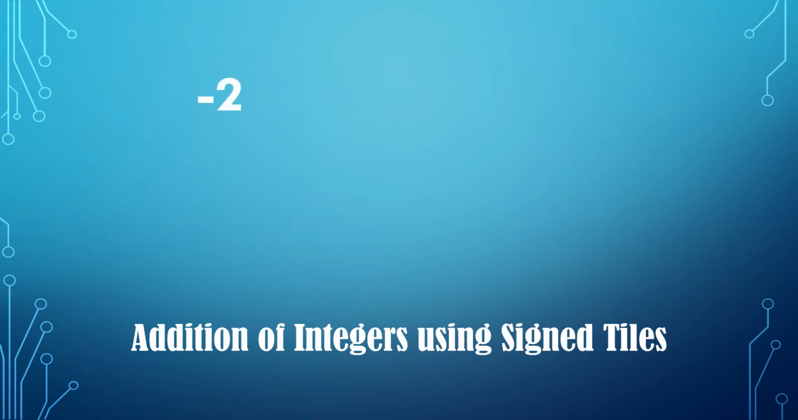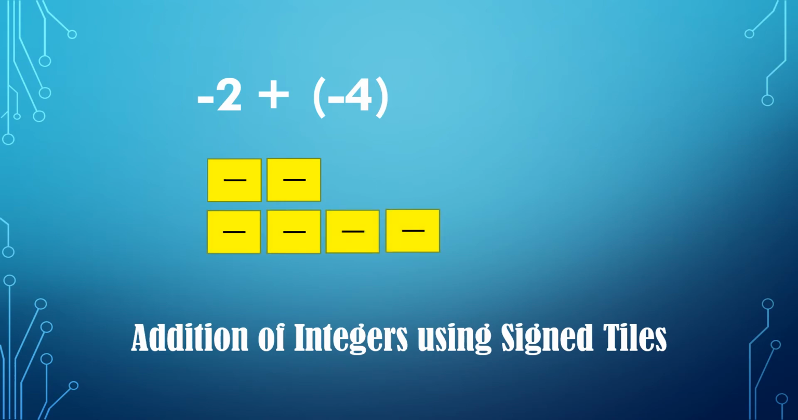Another example. Negative 2 plus negative 4. Using the sign tiles, we have 2 negatives and 4 negatives. So if we count them all, we have how many negatives? Correct. We have 6 negatives. Therefore, negative 2 plus negative 4 equals negative 6. Well done, learners!